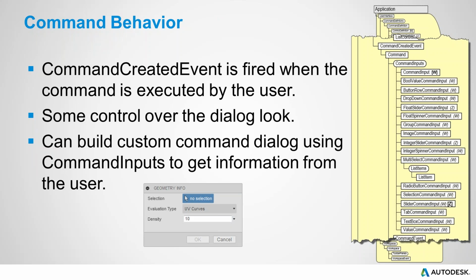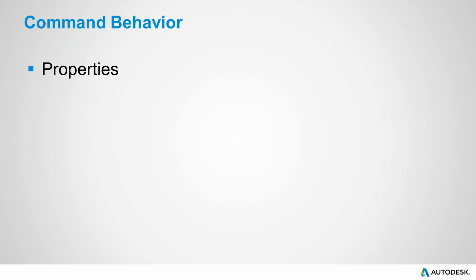So maybe I want different buttons, and I'll show a demonstration of this. I want OK to say something else, or I only want cancel, so I have a little bit of control over this, but not a lot. What I do have control over is what we call the command inputs, and in this little example those are the selection, the evaluation type, and density. Those are three different inputs that this command is getting from the user, and you can define those for each command, so that's what I want to spend quite a bit of time going over.